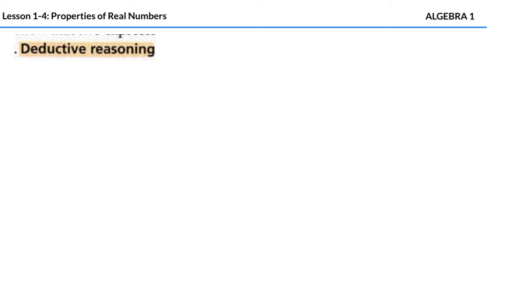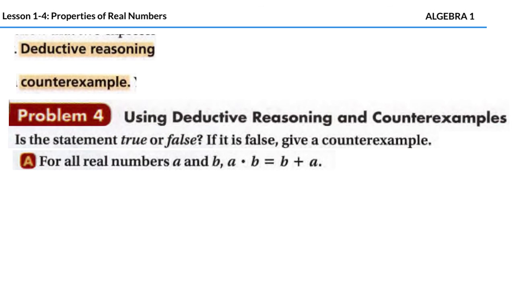Now, what do you mean by a counter example? A counter example is when you give one example to show that the statement is wrong. So to show that the statement is not true, that is a counter example. Let's look at one example to understand this.